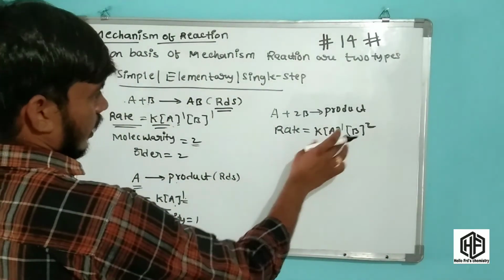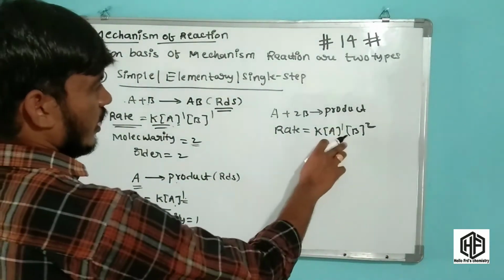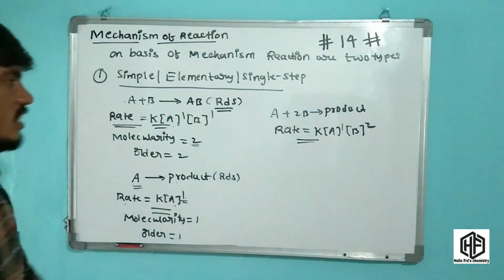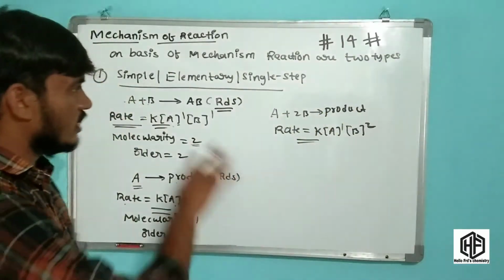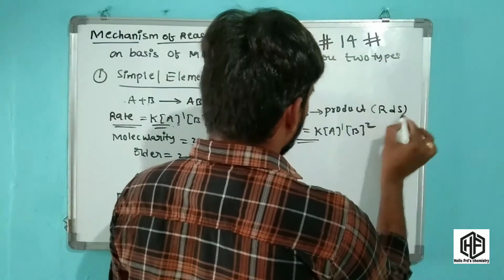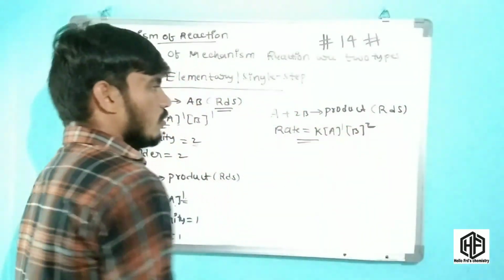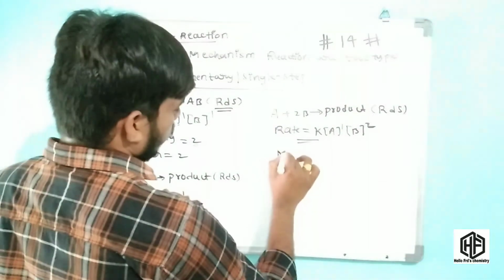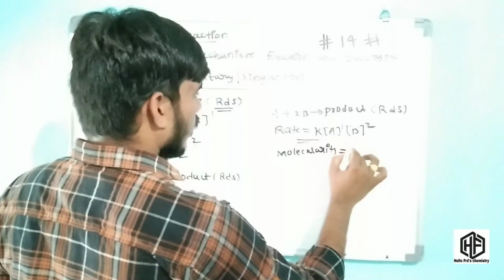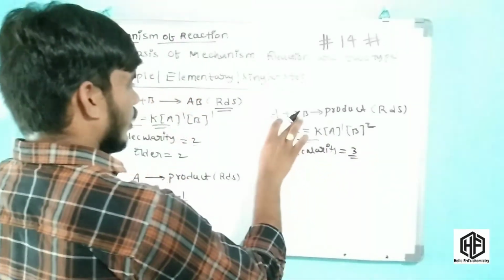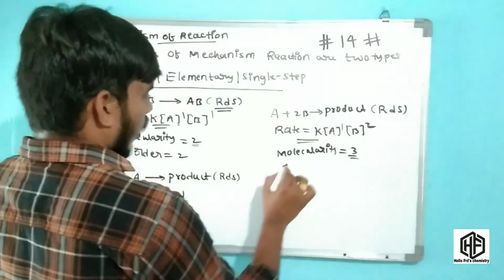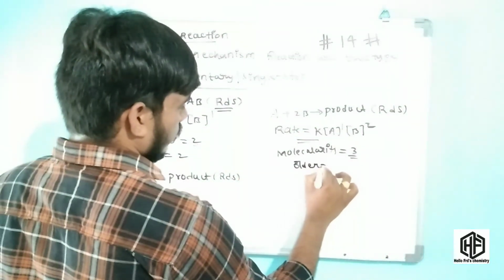Now in this elementary or single step reaction, the order of the reaction is given by the stoichiometric coefficients. Okay friends, this reactant is converted to the product in a single step. This step is also called the rate determining step, friends. Now the molecularity of this reaction is 3, the number of reactant species involved in the reactants. The order of this reaction is also 3.